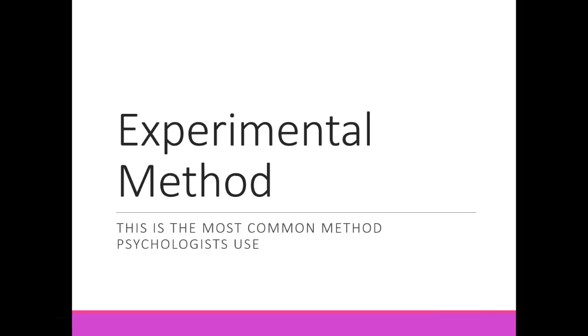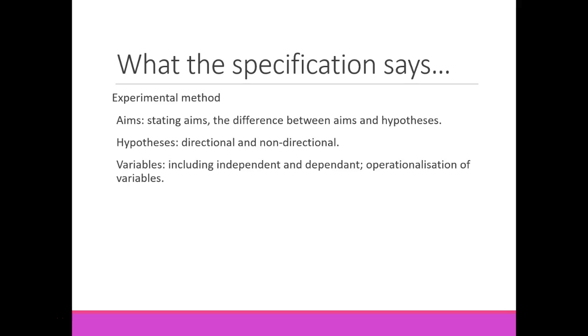Okay, before we can do any psychology experiments, you guys have got to learn about the experimental method. So, what does the spec say? This part of the spec asks you to understand the aims, stating aims, the difference between aims and hypotheses, directional and non-directional hypotheses, the independent and dependent variables, and operationalization of those variables.